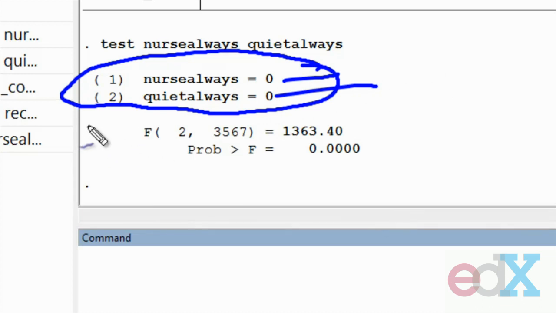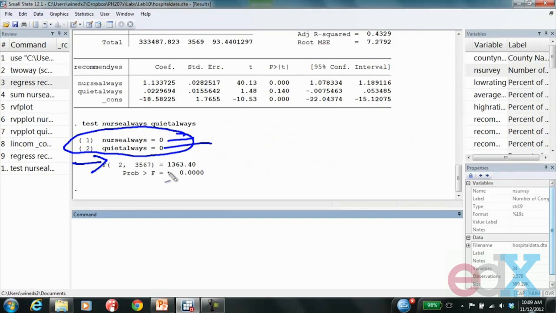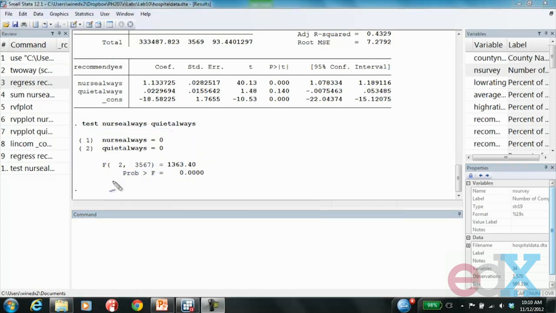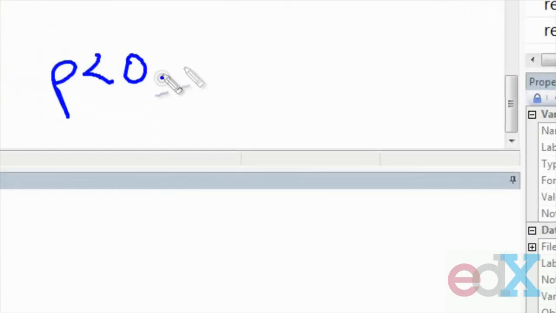Now we can see down here that to do this hypothesis test, we need to calculate an F statistic. This F statistic is equal to 1,363.4. Now, under the null hypothesis, Stata tells you that this test statistic follows an F distribution with 2 numerator degrees of freedom and 3,567 denominator degrees of freedom. So using that null distribution, we find that the p-value is less than 0.001. So we do have evidence that at least one of beta 1 or beta 2 is non-zero.